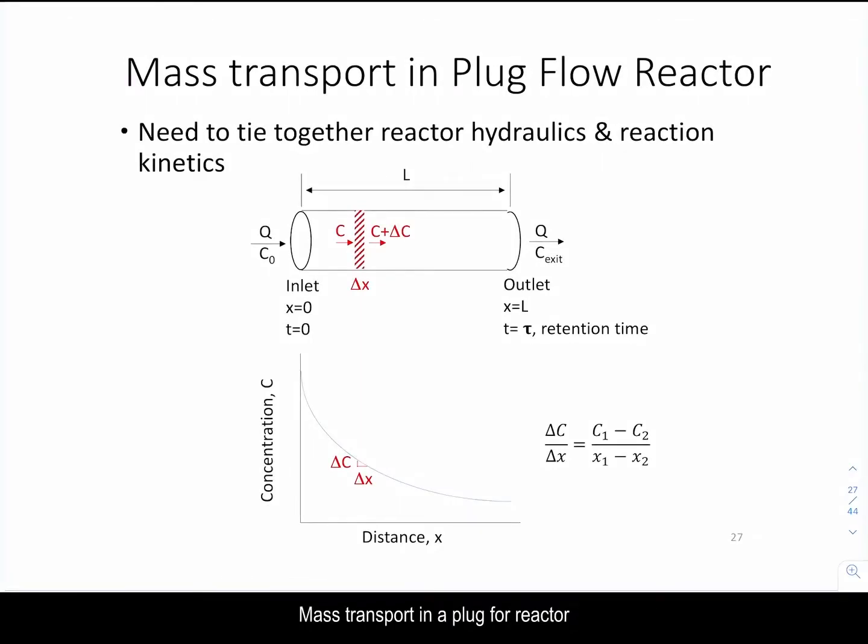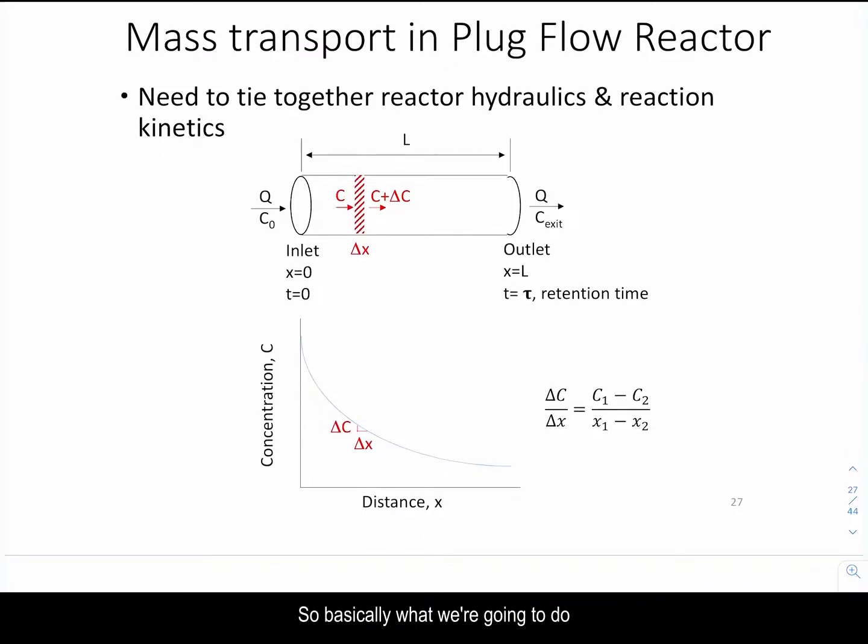All right, so mass transport in a plug flow reactor, you need to tie together with the reactor hydraulics and reaction kinetics. So basically what we are going to do is try to focus on the plug of the water. Not the entire volume, but that plug of the water. Then the concentration C is there, and because there must be some kind of reaction going on within the reactor, it might change its concentration by some degree, right? So that's where this delta C comes in. And for this plug of the water, I'm going to say it has a certain depth to it, so I'm going to introduce it as a delta X.